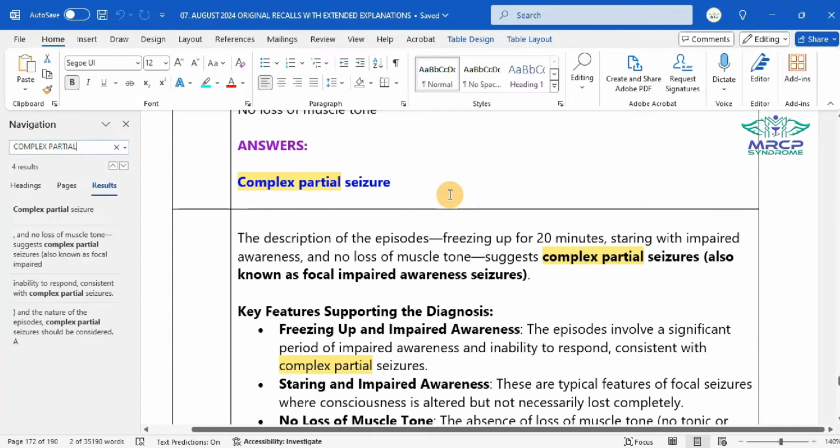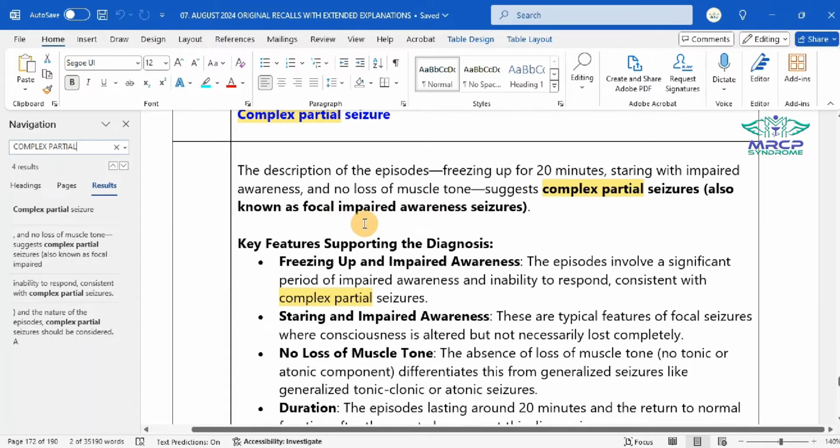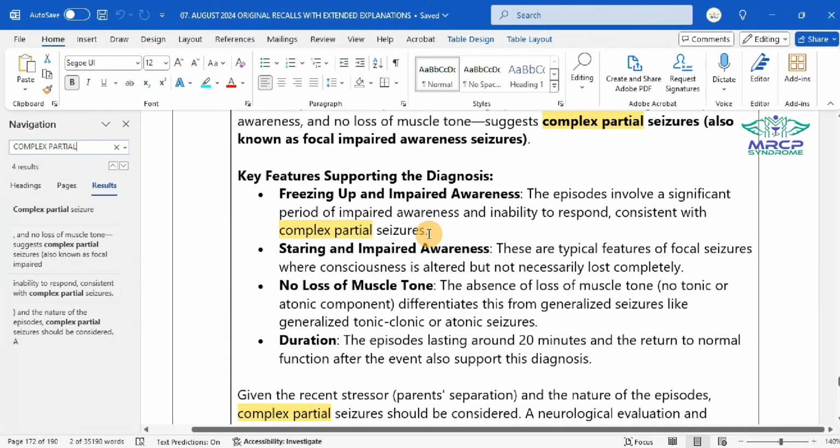And the diagnosis was the complex partial seizure, also known as the focal impaired awareness seizure. So this type of patient will have either freezing up with impaired awareness or staring and impaired awareness, and the duration is usually short lasting, and there would be no loss of the muscle tone.